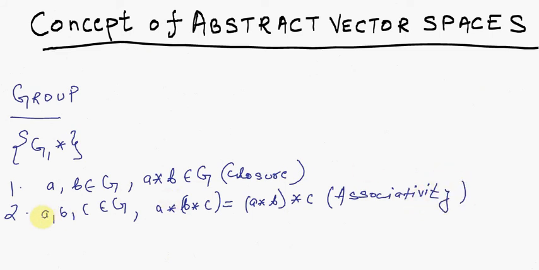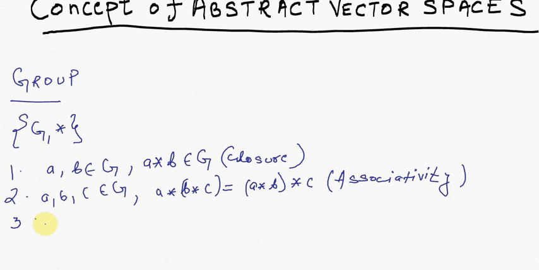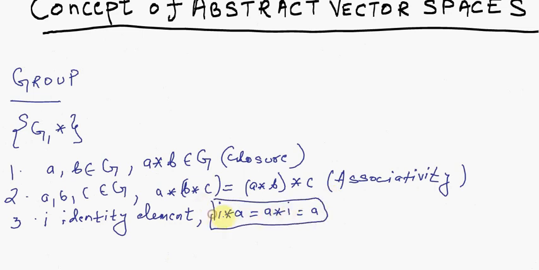Number three would be that this set G should contain an element denoted by I and called the identity element, which is defined as follows. If I take I and binary operate with A, it is the same as if I take A and binary operate with I, and both of them give back the same element A. This is how the identity element is defined, and this identity element should be in the set G.